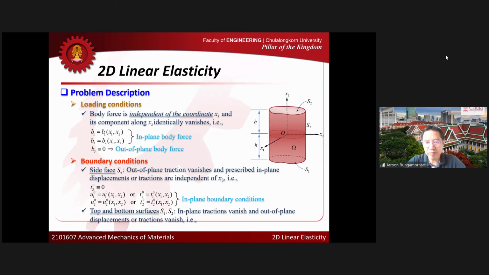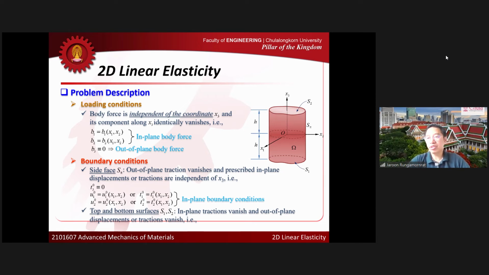So if you look at the top and bottom surfaces, you can apply the traction, right? The shear traction. The in-plane traction that I talk about at the top and bottom surfaces are simply shear traction, right? Okay, so we assume that the shear traction applied at the top and bottom surfaces vanish. No shear traction is applied at both ends of the body.